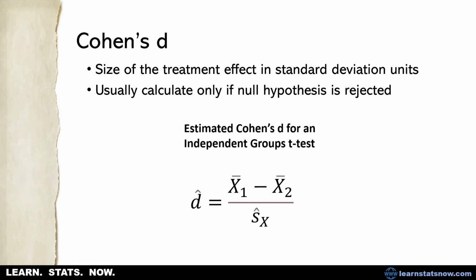Okay, so here's our formula, and technically speaking, this would be called estimated Cohen's d for an independent groups t-test because we don't know the population variance. We have to estimate that. So if that's the case, we're also estimating the effect size in the population, and we can build confidence intervals around that effect size, and you'll see that shortly. But here's the formula. We're just going to take the difference between the means for group 1 and group 2 and then divide by the estimated standard deviation in the population.